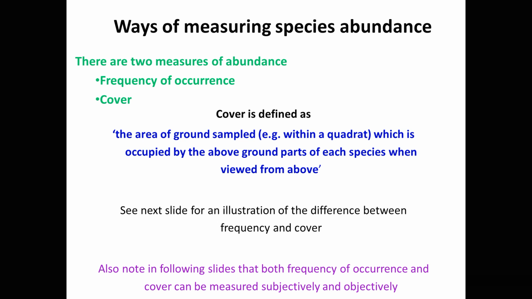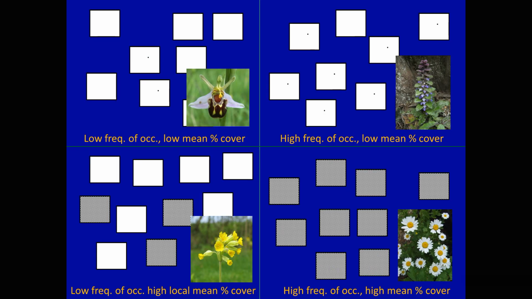So the area, in the case of a plant, it would be the area of the ground occupied by that plant. And we tend to do it as viewed from above, because plants being photosynthetic, that's actually very relevant to them because they're receiving light largely directly from above. And in the next slide, I'm going to show you the difference between frequency and cover visually, because I think that's actually a really easy way of conveying that. But just to note before I leave this slide, that both frequency of occurrence and cover can be measured subjectively and objectively, and I'll come back to that after the next little picture slide, which is this one.